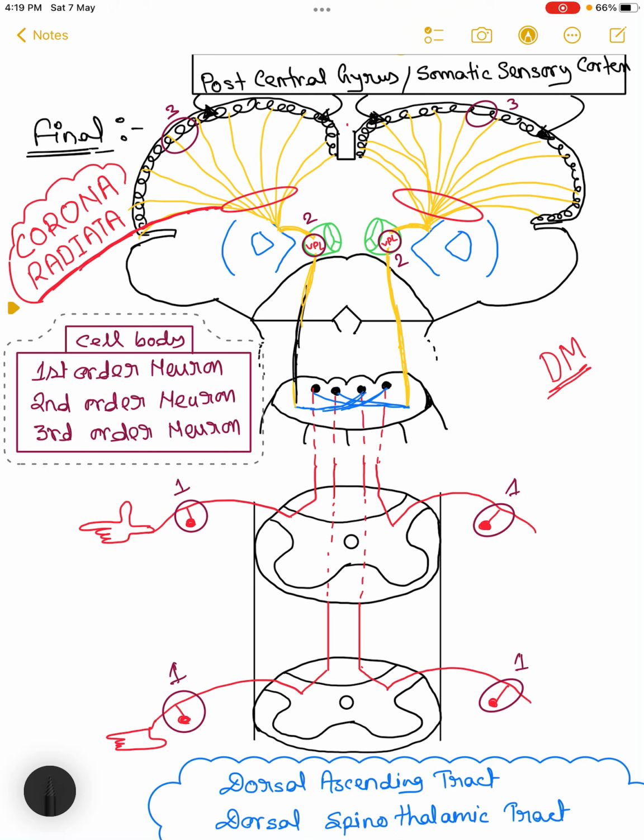So yeah, we just now completed our dorsal ascending tract, and you remember that there are also two ascending tracts left. One is a lateral, another one is anterior, and those two ascending tracts we will discuss in our next video.